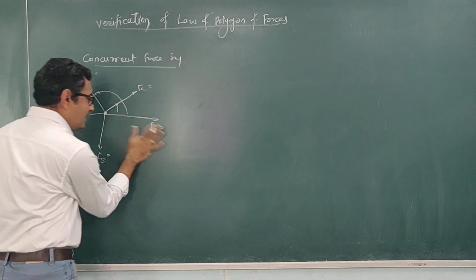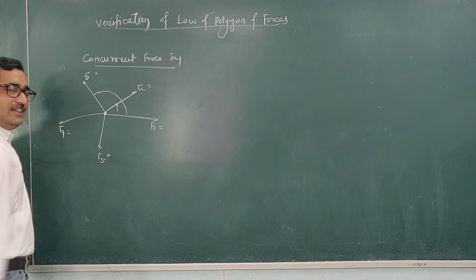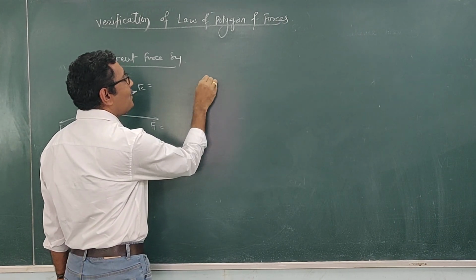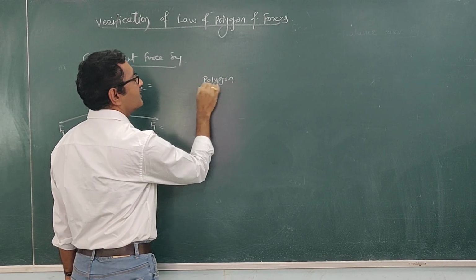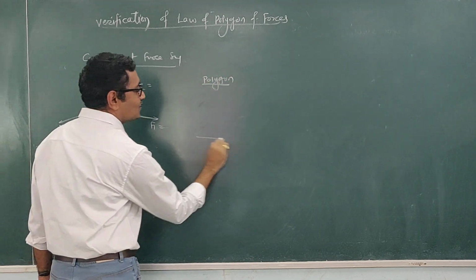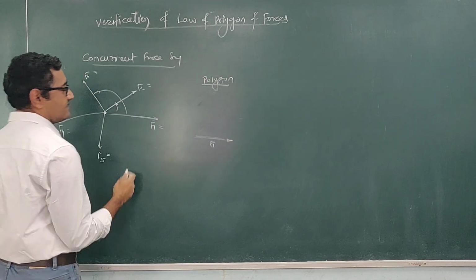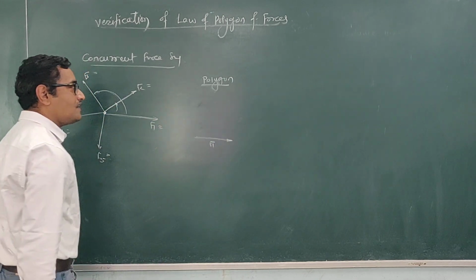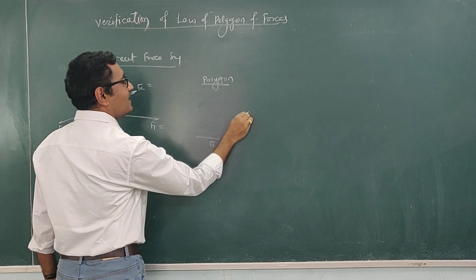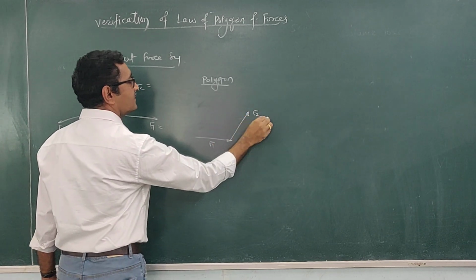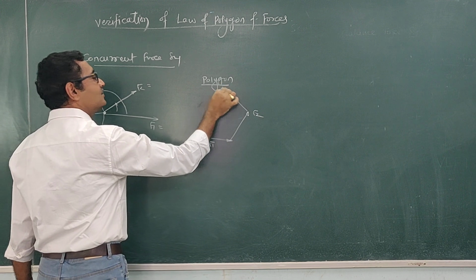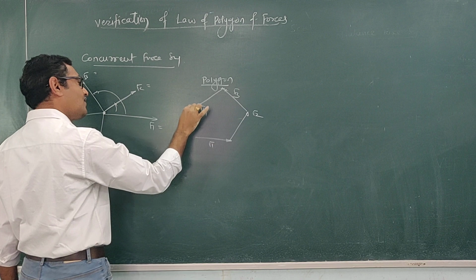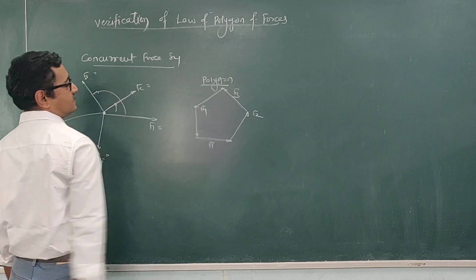Now, if this is a concurrent force system which is in equilibrium, and with this concurrent force system I draw the polygon, I am representing all the 5 forces. To represent these 5 forces graphically, draw a line parallel to the line of action of the first force, then a line parallel to the line of action of the second force, then the third, the fourth, and the fifth force.